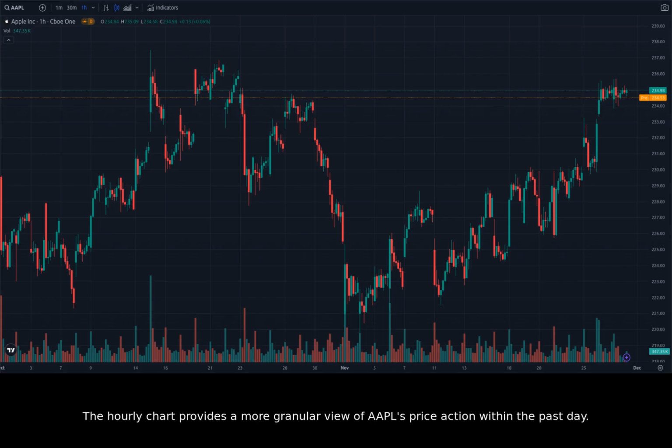The hourly chart provides a more granular view of AAPL's price action within the past day. We are currently observing some consolidation, with the price moving sideways within a defined range. Observing the 1-hour chart over the last 24 hours, we can see a minor upward trend. However, the trading volume has remained fairly modest during this period, suggesting limited activity. Let's move to the 15-minute chart for an even more detailed analysis.